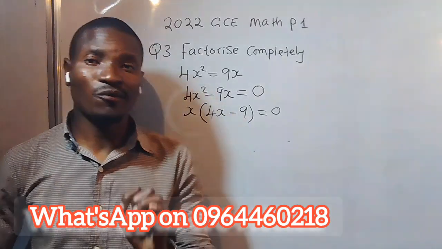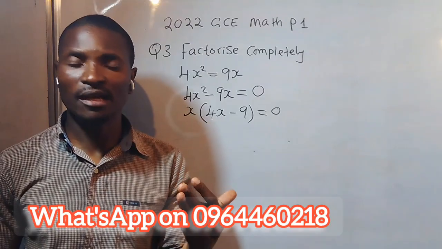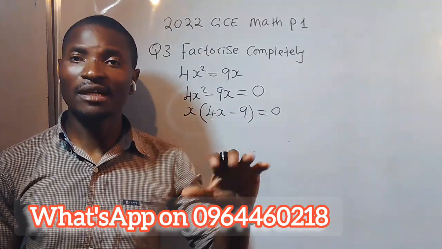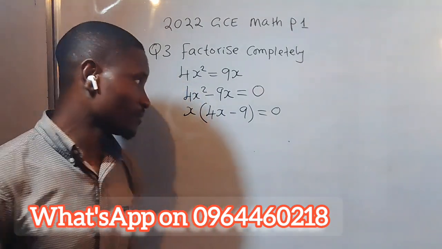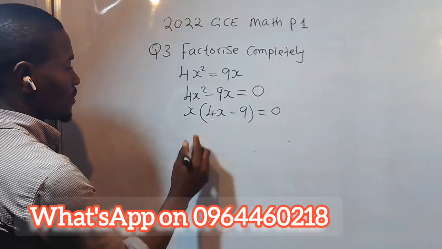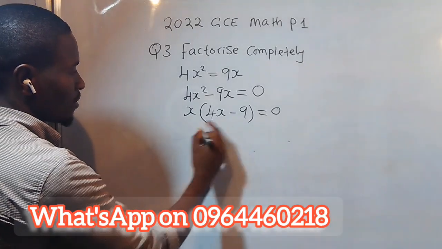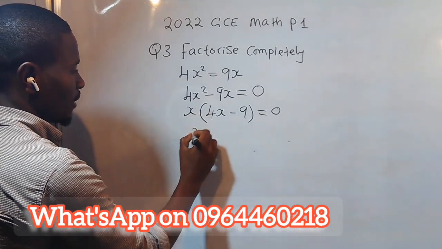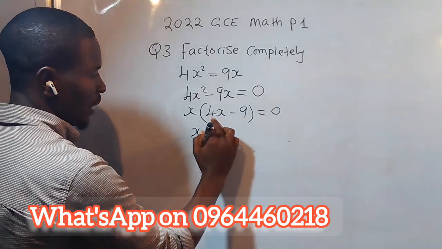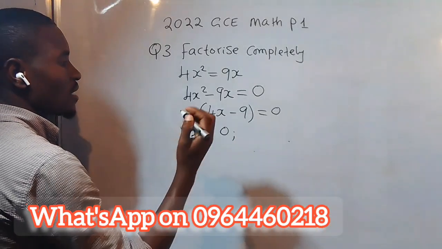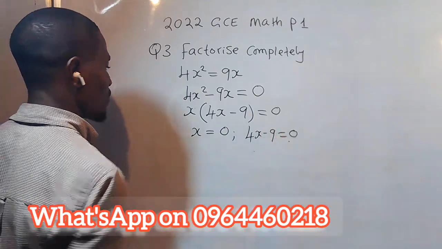I've done some explanation in other videos where factorization is concerned. You have to ensure that if I was to go back to the original mathematical expression, I'll be able to get the same thing. That is the fundamental. So from there, we can isolate and say this x is equal to 0. And now we also isolate this one because a quadratic equation has got two values. So 4x minus 9 equals 0.